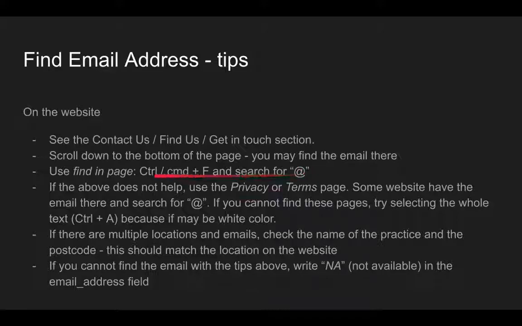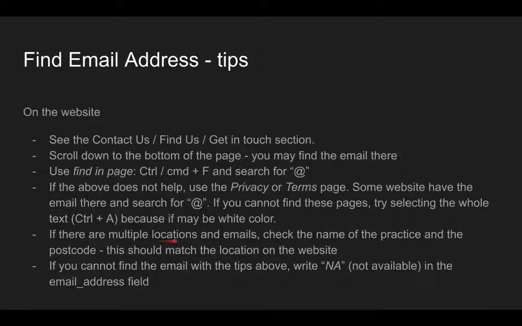If you can't find it, maybe go to the privacy or terms pages. Some websites have the email there, and in that page, search for the @ symbol. If you can't find these pages, try to select everything on the page with Control+A. Sometimes the word privacy or terms may appear in white, so you can't see it, but if you select all, you might be able to see it.